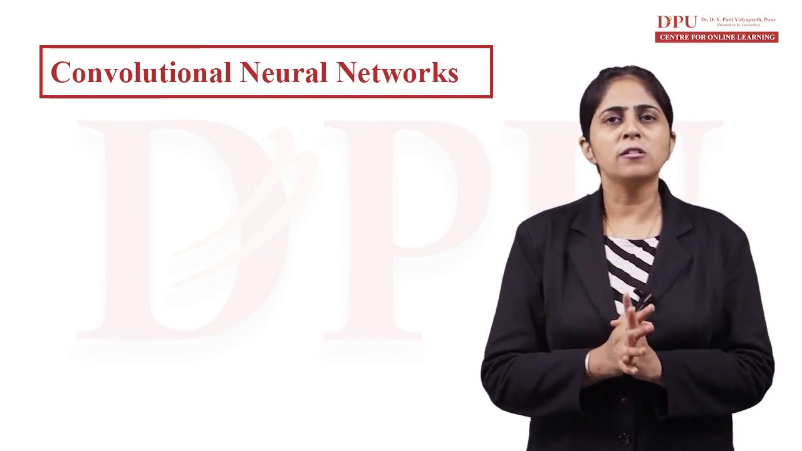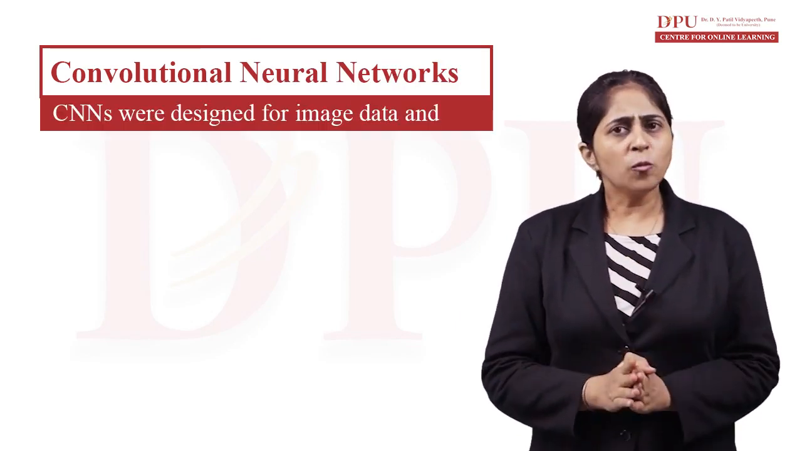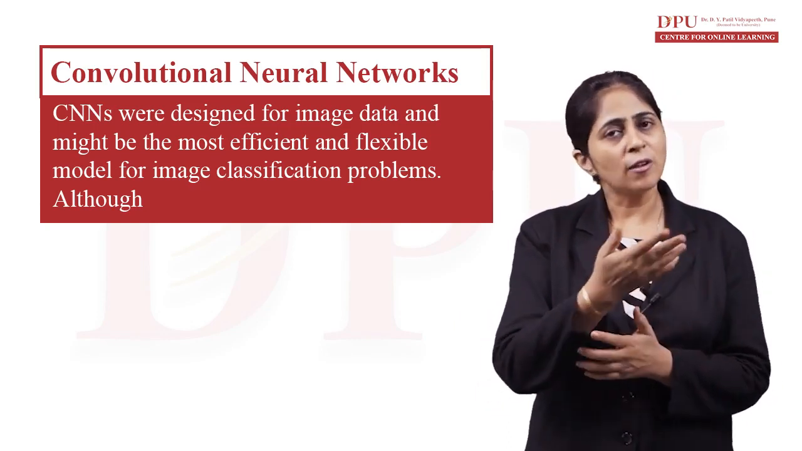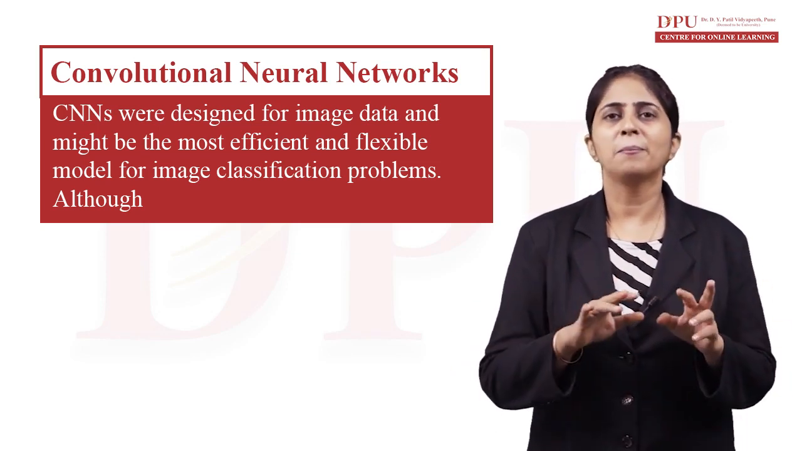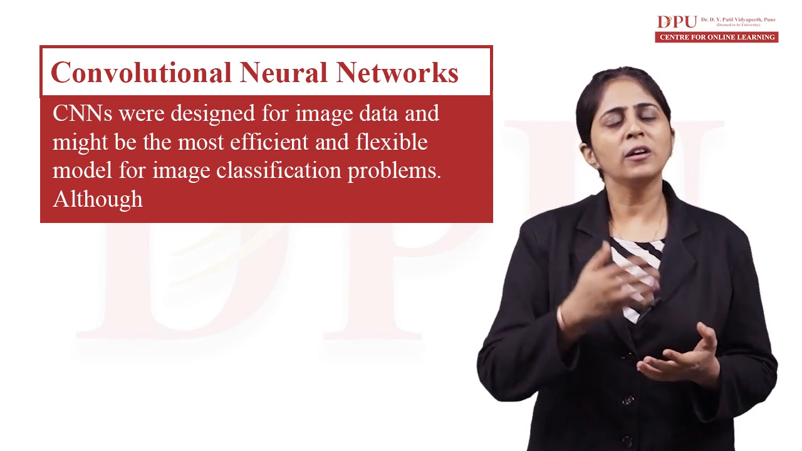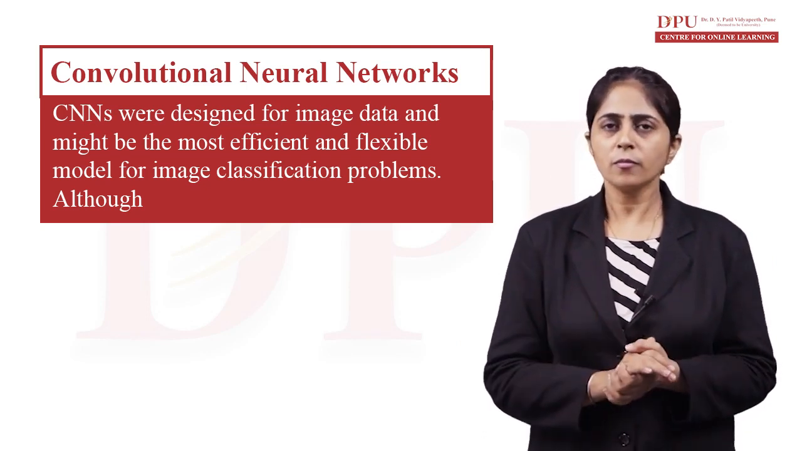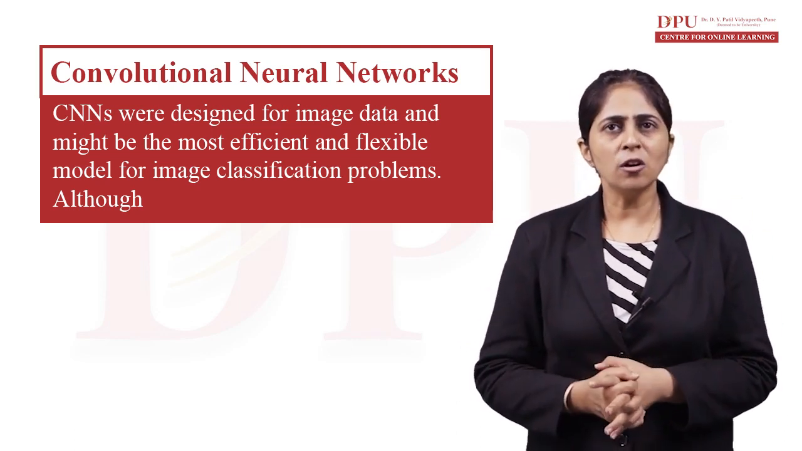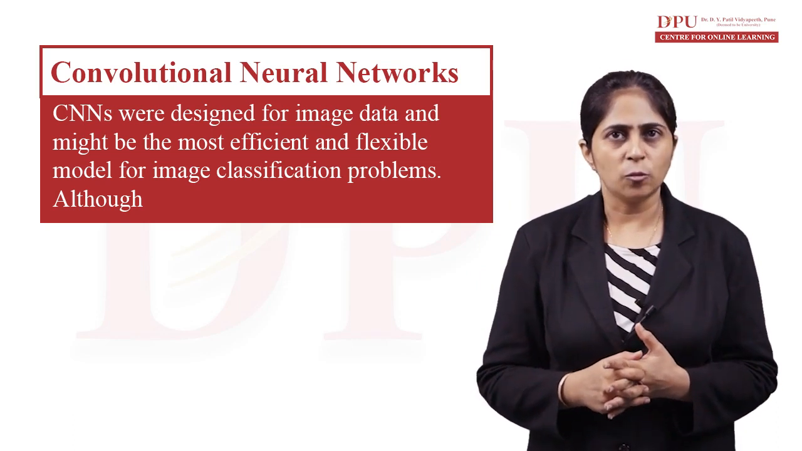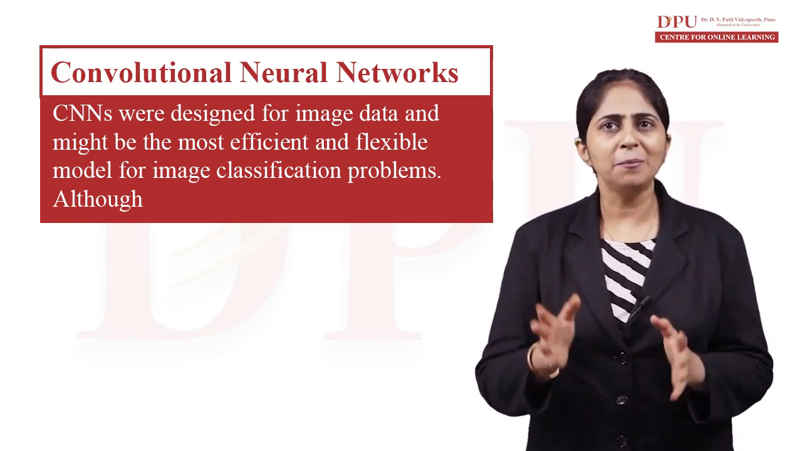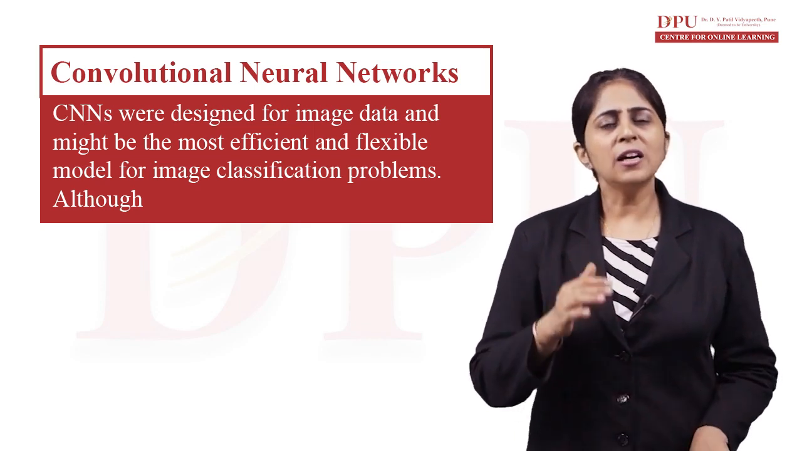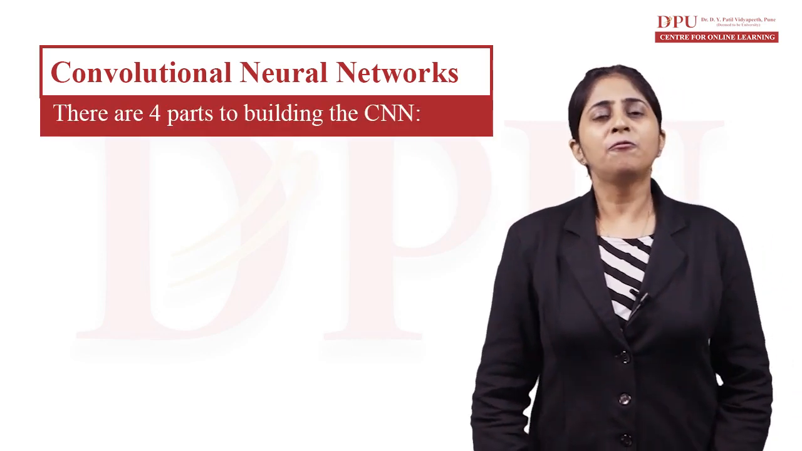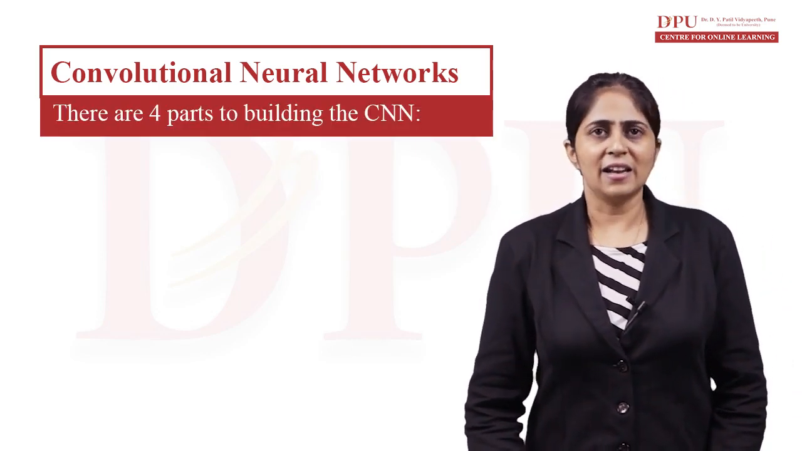Next is convolutional neural network. It was designed for image data. Earlier we used to have text data only. That means we had data which was written, which could be stored in the form of rows and columns. Next, as the upgradation moved on, we started having image data also. So there we use this CNN, basically for image classification.